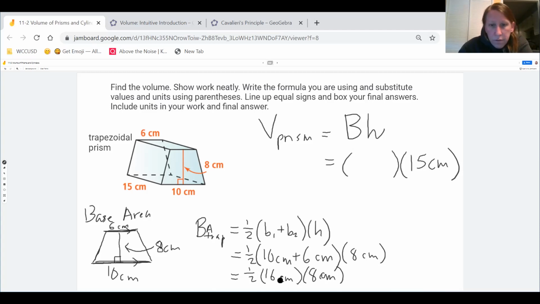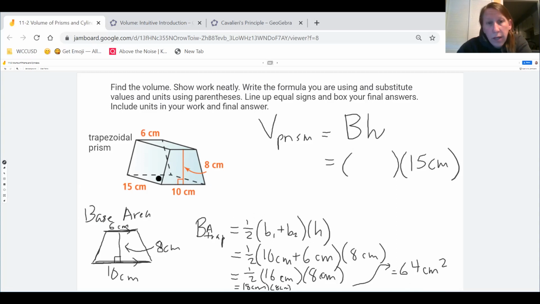So I'm going to do half of 16, which is 8 centimeters. And what is 8 centimeters times 8 centimeters? I did not plan my space very well. Okay, this is 64 centimeters squared. That's not the answer, but I need to do something with that. So I found the area of the base. 64 centimeter squares would fit in this amount. Some of them would be cut off.